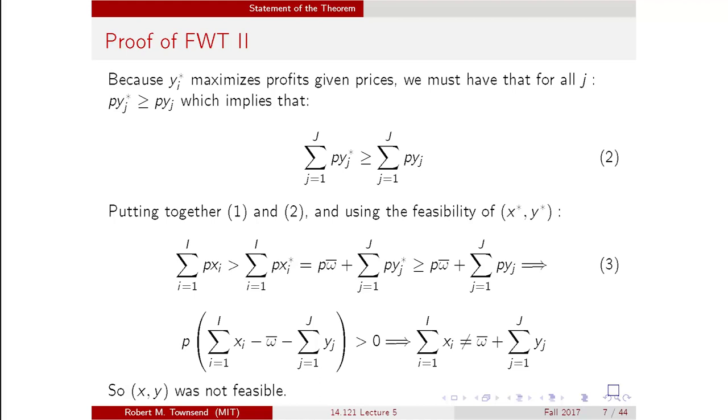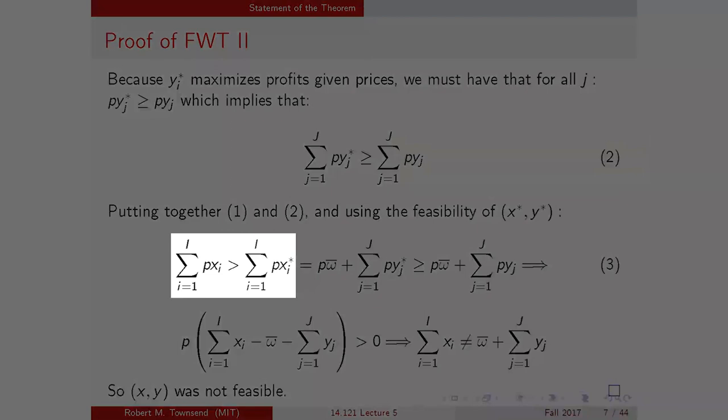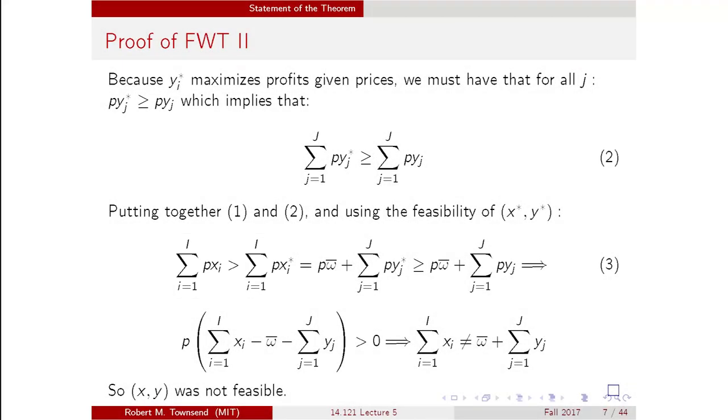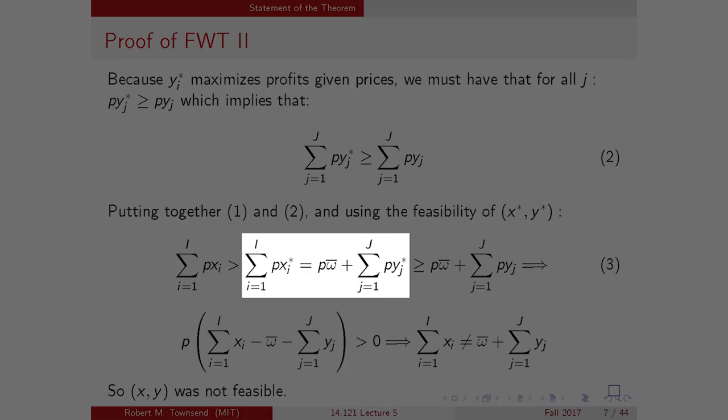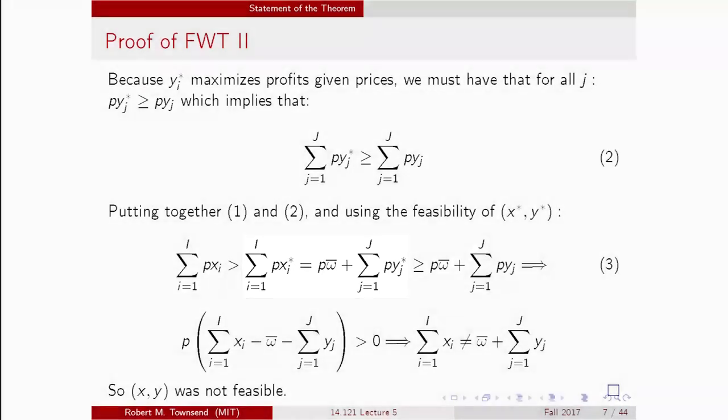And now we take this statement for firms with the statement on the previous slide for households and start using them both simultaneously. So from the previous slide, we have the summation over i, P·Xi strictly dominates P·Xi star, but we also had a competitive equilibrium given to us as the initial condition, therefore feasible. Therefore, Xi star is equal to omega bar plus Y star.